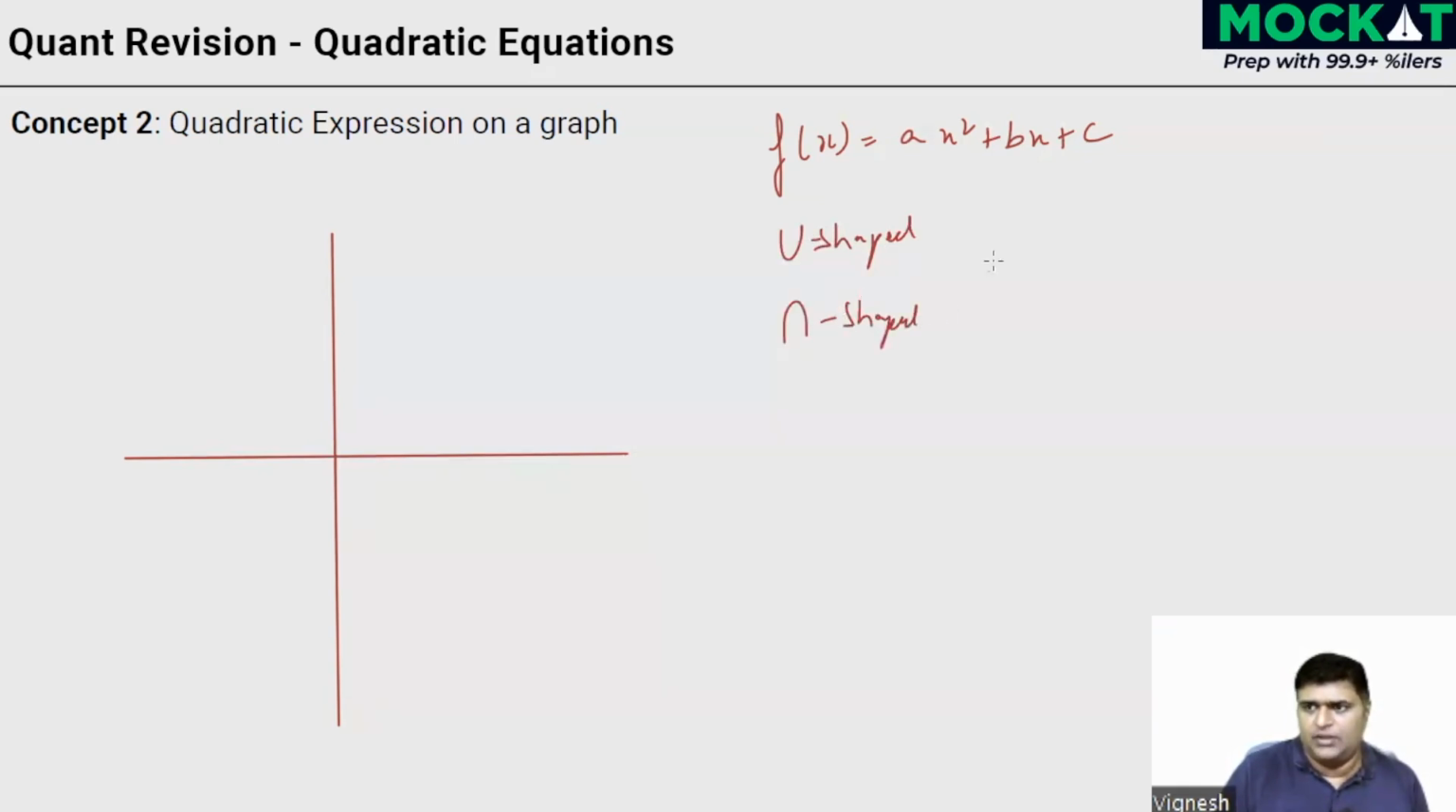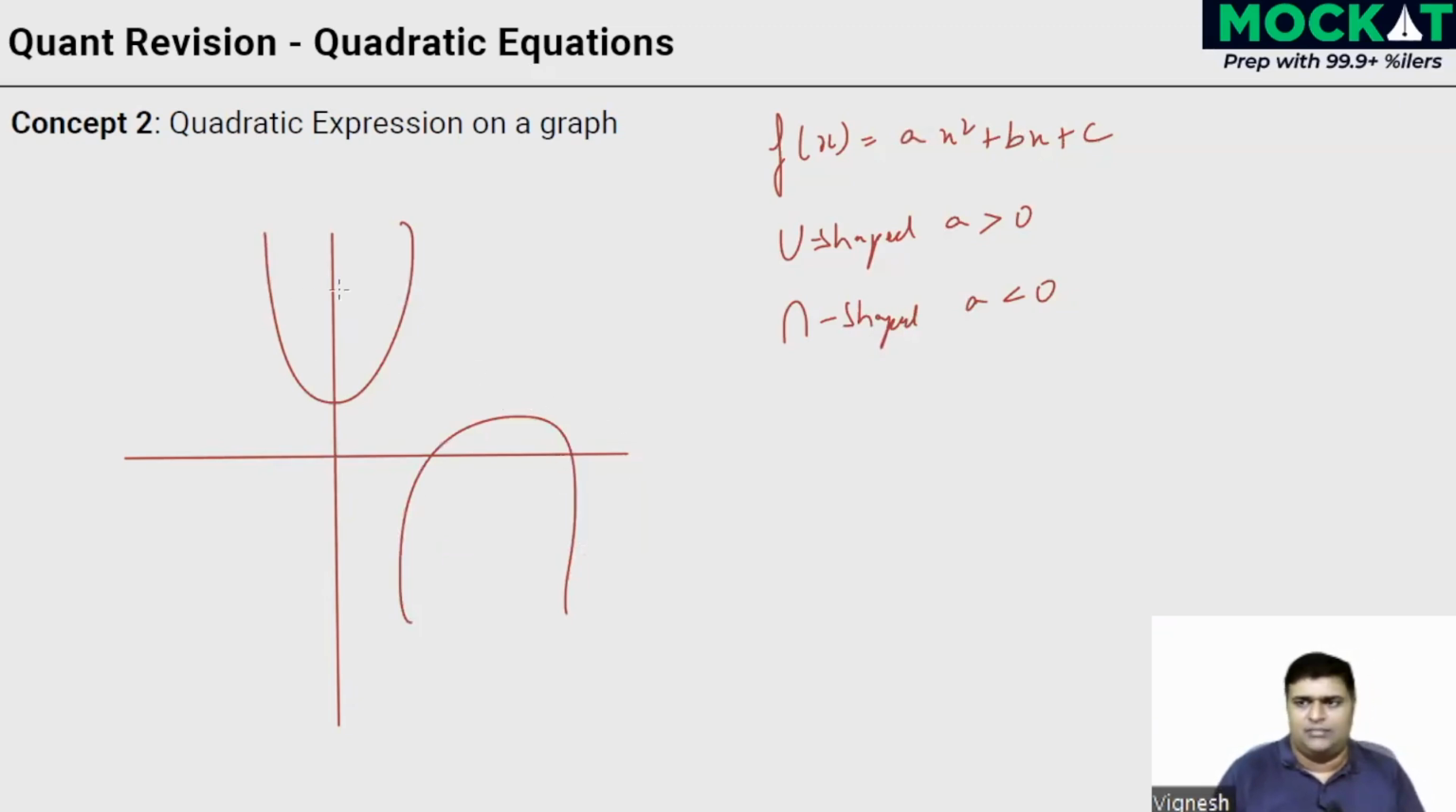U-shaped is when a is greater than 0, and inverted U-shaped is when a is less than 0. Now, what if a is equal to 0? Then x squared times 0 is 0, and bx plus c is a linear equation. It's not quadratic. For it to be quadratic, a is not equal to 0. So if a is greater than 0, it's U-shaped. If a is less than 0, it's inverted U-shaped. Just the coefficient of x squared determines this.